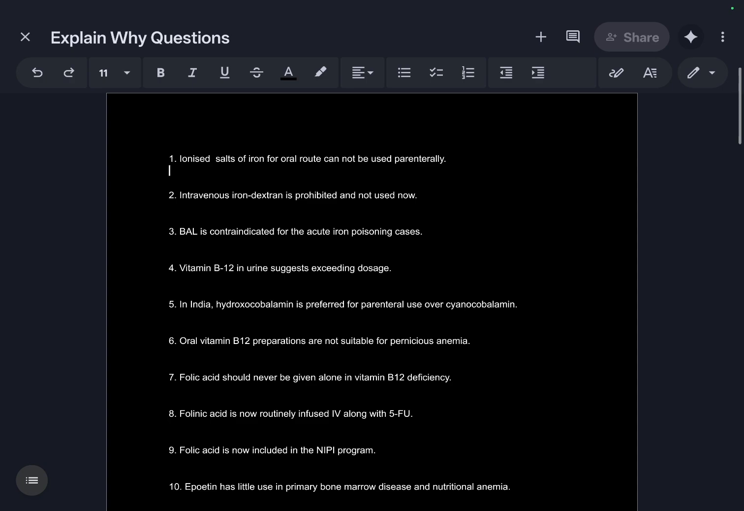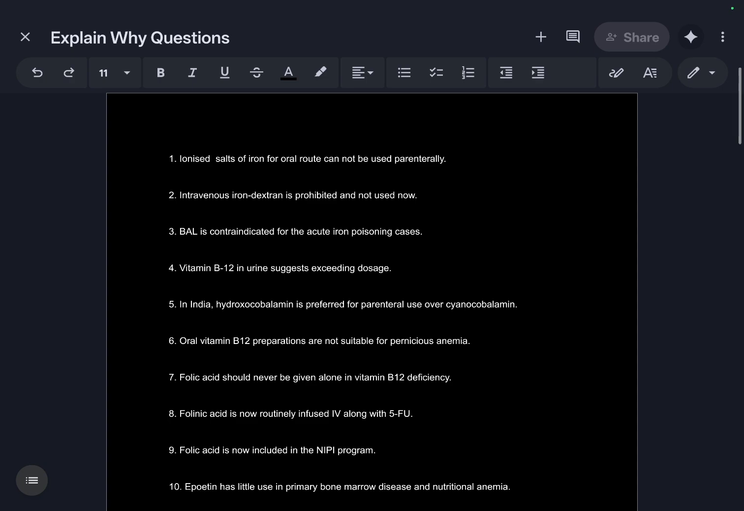Question number 9. Folic acid is now included in the NIPI program. So NIPI stands for National Iron Plus Initiative. It is an initiative by the government of India which combines iron with folic acid across various age groups to tackle widespread dual deficiencies. Dual deficiencies in iron and folic acid.